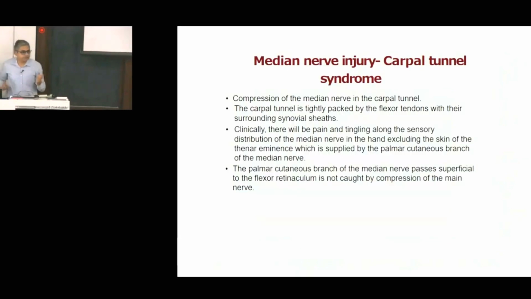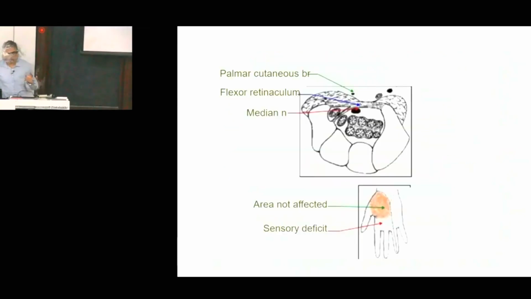So another is carpal tunnel syndrome. I think everyone knows this, so I'll just skip it. The carpal tunnel is formed by the carpal bones and the upper side is the flexor retinaculum. In your exam, you have to draw the diagram. How do you differentiate it from the other nerve injury, whether it's carpal tunnel or not?